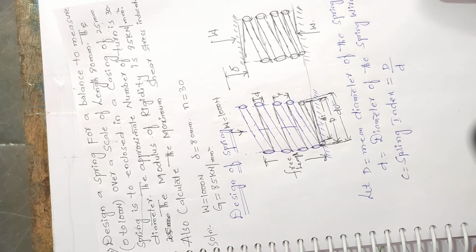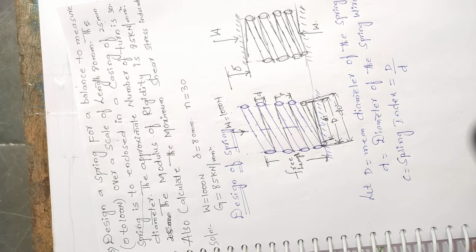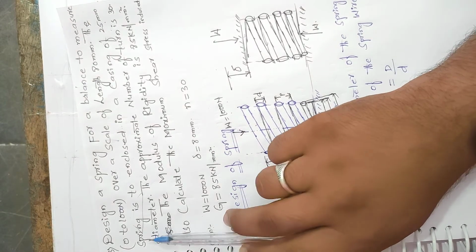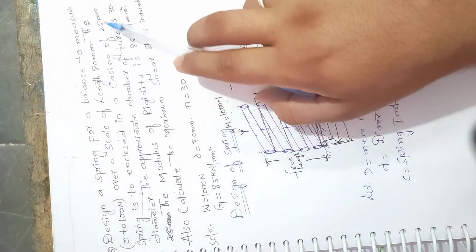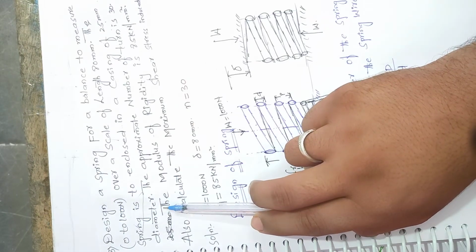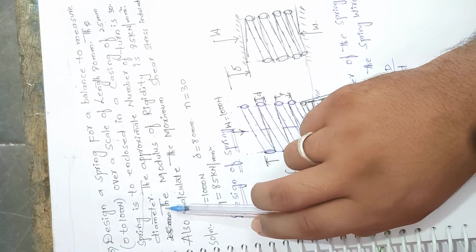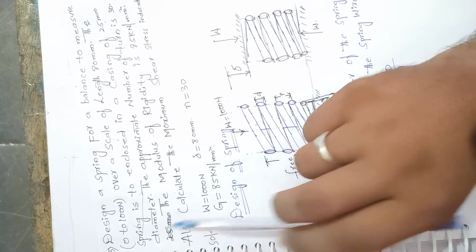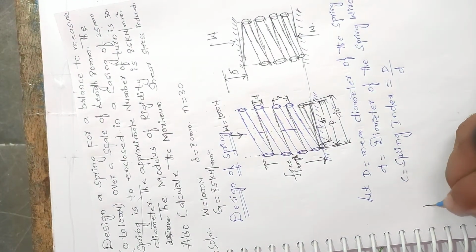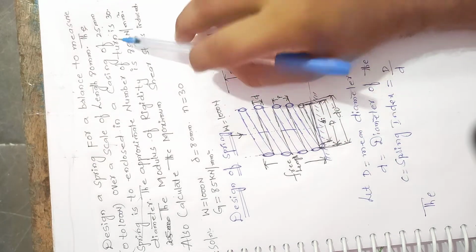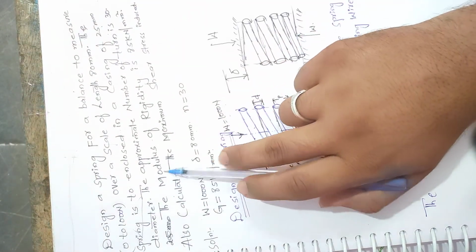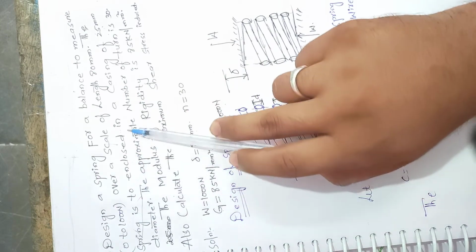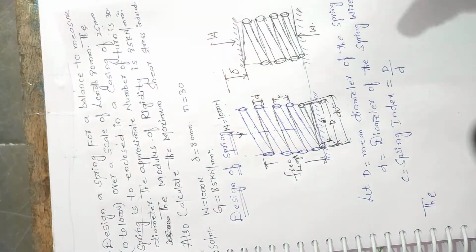Is it right? In the question, the condition given is that the spring is to be enclosed in a casing of 25 mm diameter. So we know very well the outside diameter of the spring coil should be lesser than 25 mm.